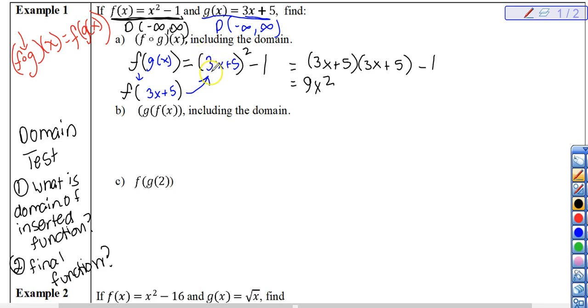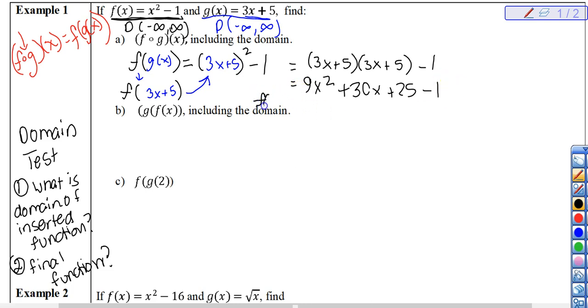I square the first number, 9x squared. I multiply these two twice. 15x plus 15x is 30x. And then I square the last number, plus 25. It's always the same process when you're squaring a binomial. I'm going to do it one more time. You square the first number. You multiply the two parts twice, and then you square the last number. That's what you do. Let's finish this out.